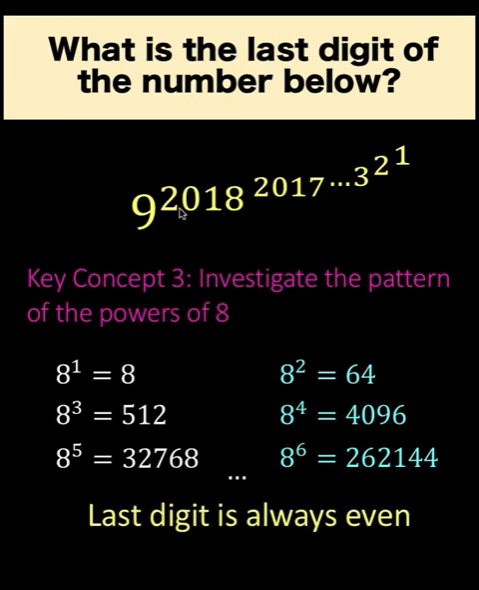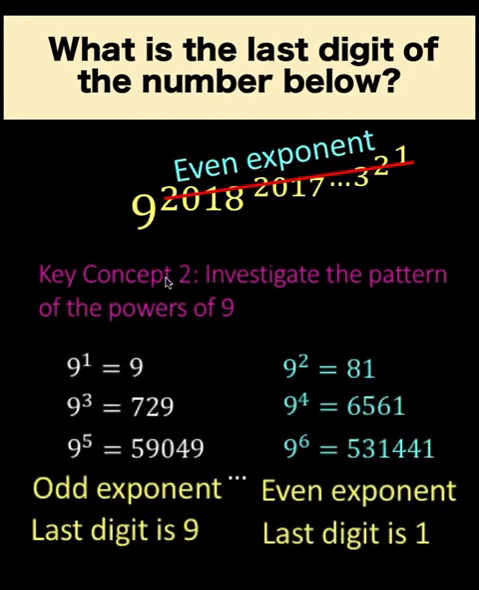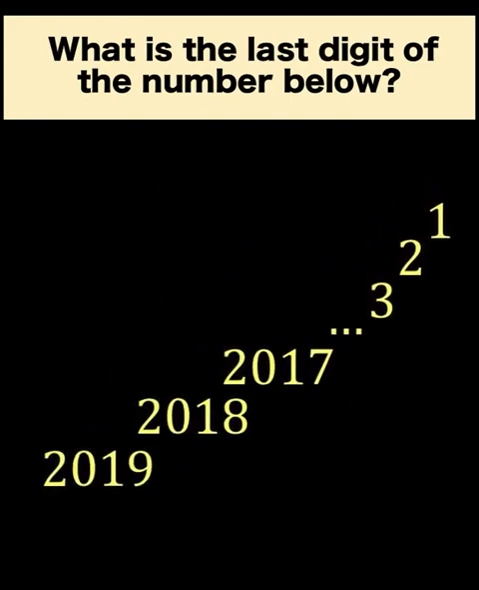So, we now know that this exponent is an even number. So we now have 9 raised to an even exponent. And going back to our second step, when the exponent is even, the last digit when 9 is raised to that exponent is equal to 1. And so, for our final answer, the last digit of this exponential number is equal to 1.